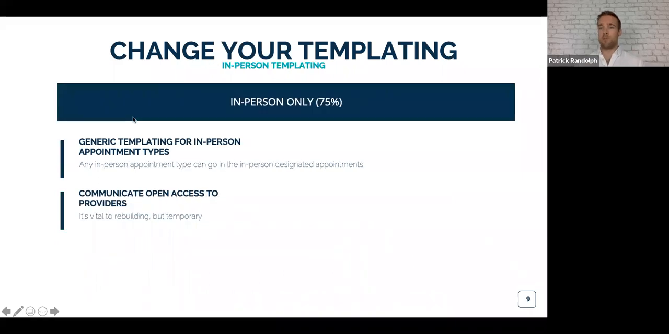With the in-person visits, we talked about the generic templating. Now, a lot of people, particularly administrators we've talked to, they really want to do open access, right? And they know that it improves utilization, improves access for patients. But there's a very specific reason that we've heard over and over again why people don't do it. And that is provider feedback or provider response.